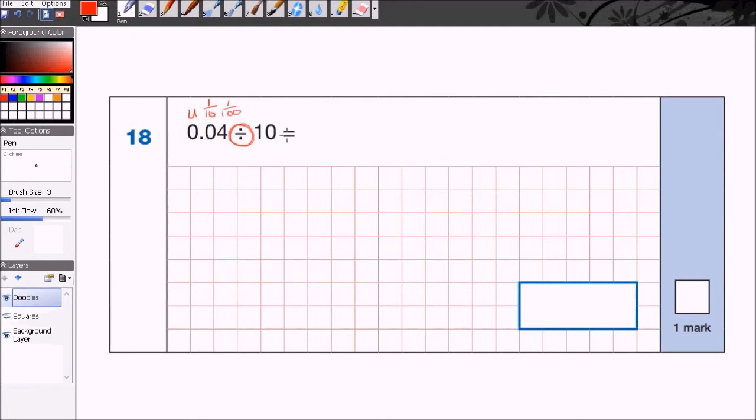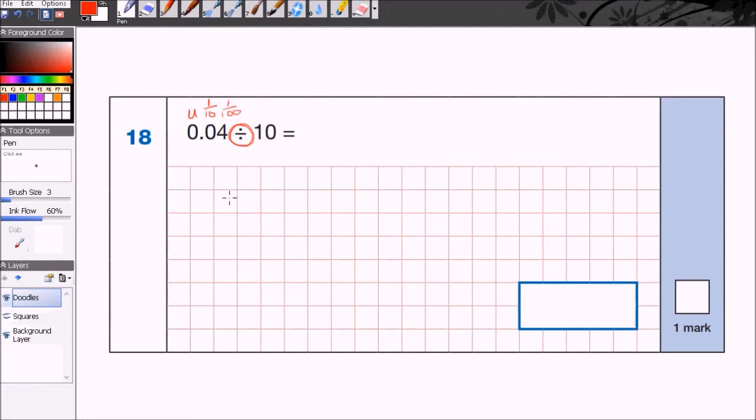So 10 is exactly what each one of these place value columns is worth in terms of a multiplication and division, because if you've got units here, you've got ones. If you divide by 10, you end up with tenths. If you divide that again, you end up with hundredths. If you times units by 10, you end up with tens. If you times tens by 10, you end up with 100. So this number here tells you how many columns you're going to move across.